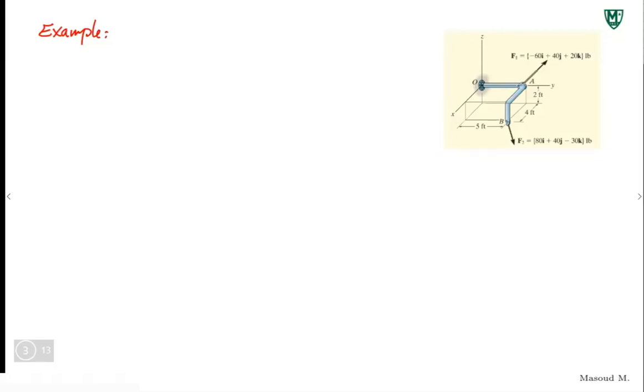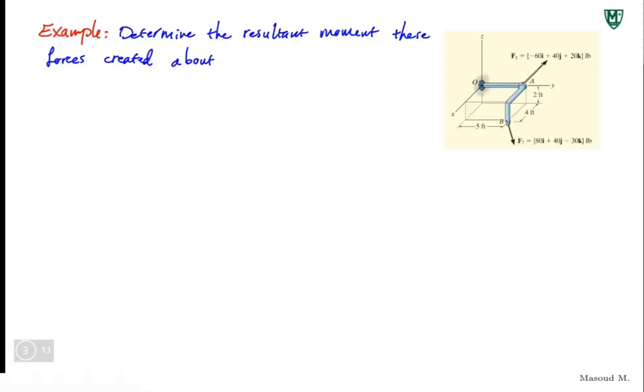So here, the example says we have two forces acting on this rod or pipe, whatever it is, and we are asked to determine the resultant moment. These forces create a moment about, I have to tell you about which point, you can guess, about point O, the flange at O. Mechanical engineers, so let's be more specific, flange at O, and this is point O.